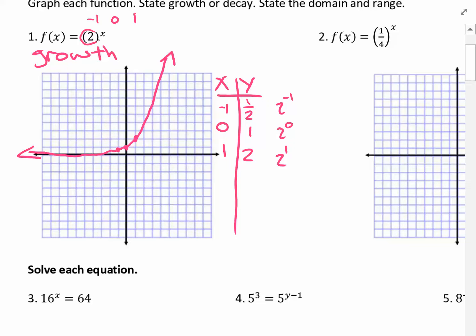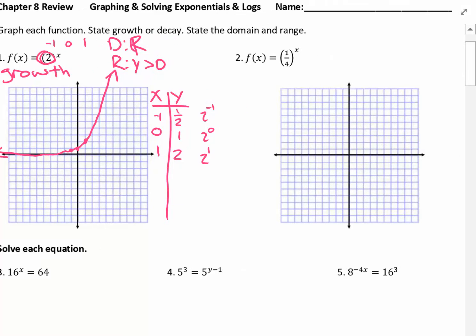because 2, that's a growth number. 1/4 or a fraction less than 1, that's a decay number. They want domain and range also. So domain is all real numbers and range is y greater than 0. That's pretty much what it'll always be for the functions that we graph, at least the exponential ones.